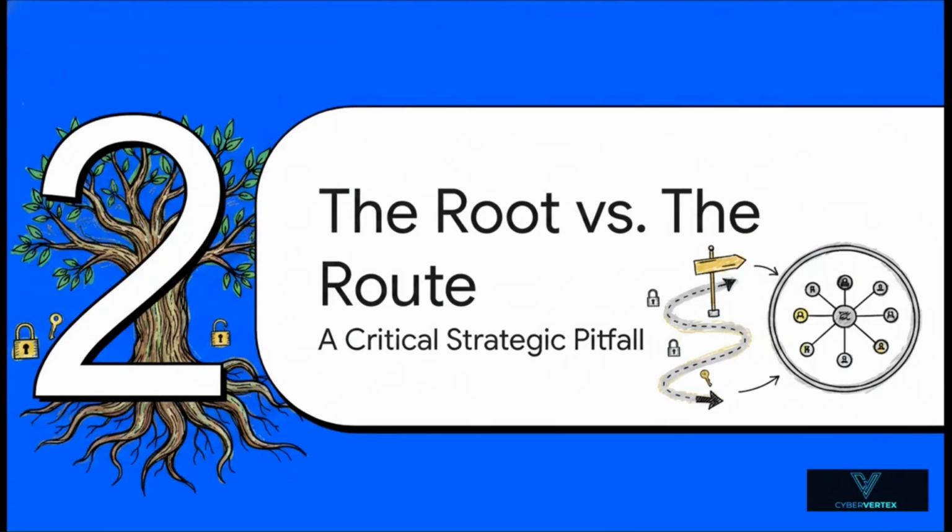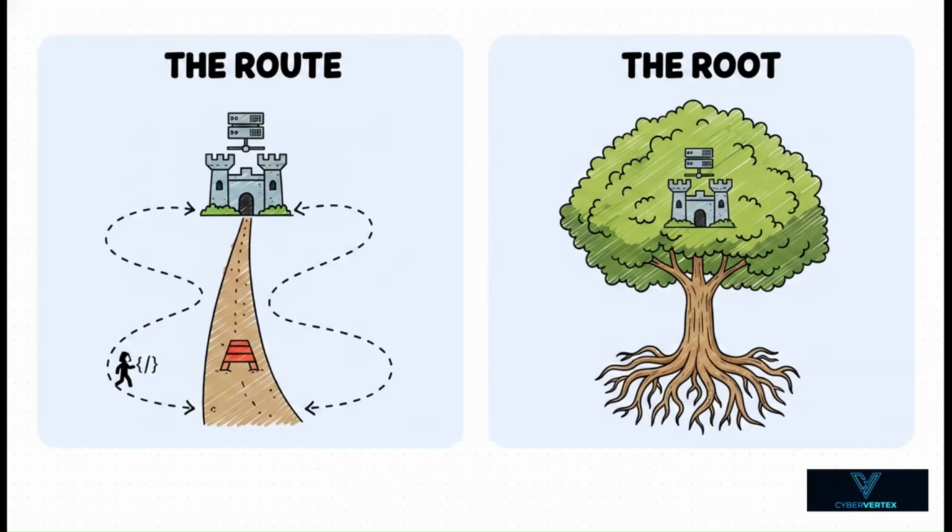Okay, so having that clear proof leads us right into our next topic. And this is a big one. It's a critical pitfall that I've seen completely derail a client's security efforts time and time again. It is the battle between fixing the root cause versus just blocking the route you took. Check this out. On the left, you've got the route. This is the wrong way. It's when a client focuses only on stopping your specific script or your specific attack path. It's short-sighted. On the right, that's where we want them to be, focusing on the root.